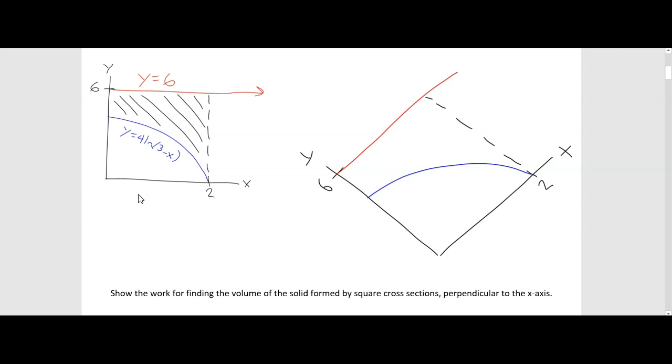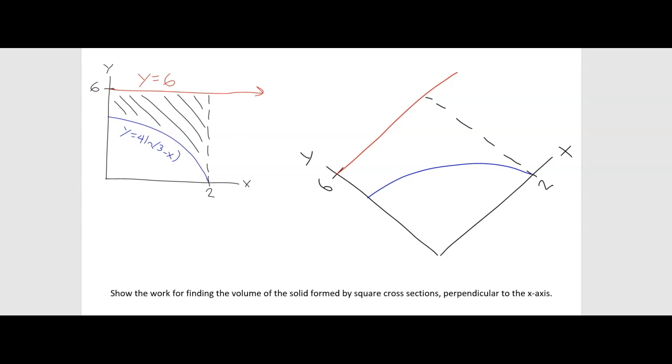It says show the work for finding the volume of a solid formed by square cross sections perpendicular to the x-axis. Okay, so we have two curves here. We have the curve y equals 6, and we have the curve y equals 4 times the natural log of 3 minus x. And what we're going to do is think about raising this area up out of the two-dimensional space and making it three-dimensional.